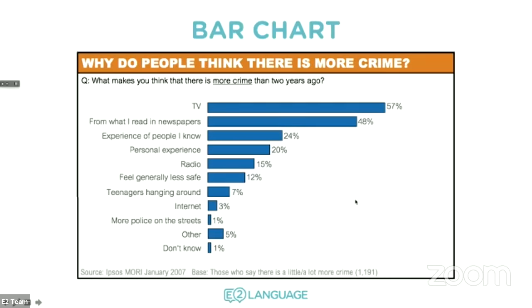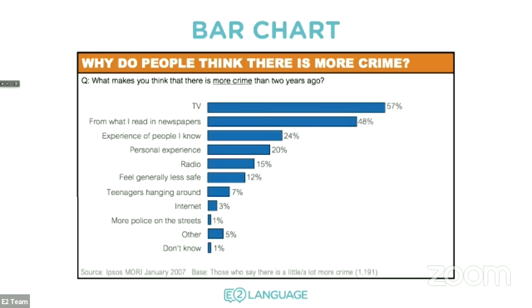So I'm going to run through the whole thing from beginning to end. I'm going to time myself. I'm going to put it on 40 seconds, and away we go. This bar graph represents various reasons why people think there is more crime in the world, including TV, newspapers, and radio. Overall, TV accounts for almost 57% of the reasons why people think there is a lot of crime.